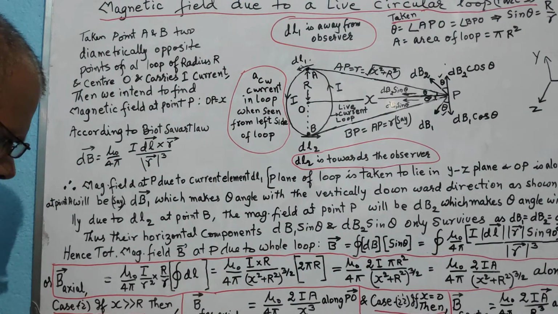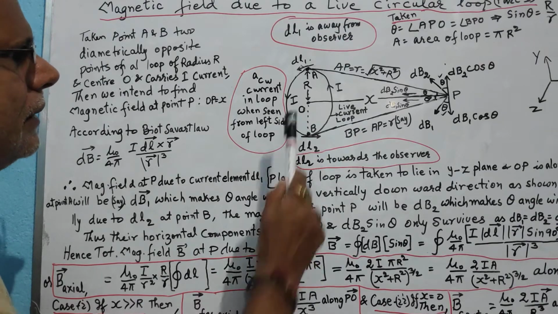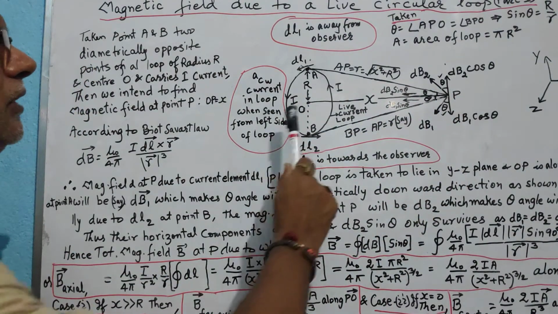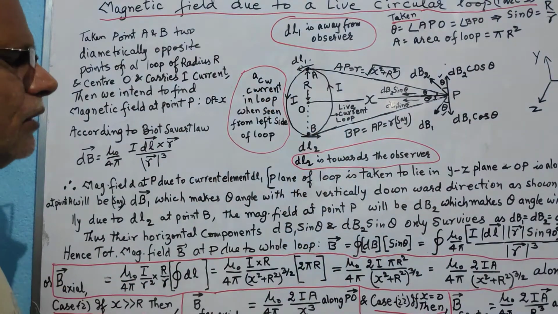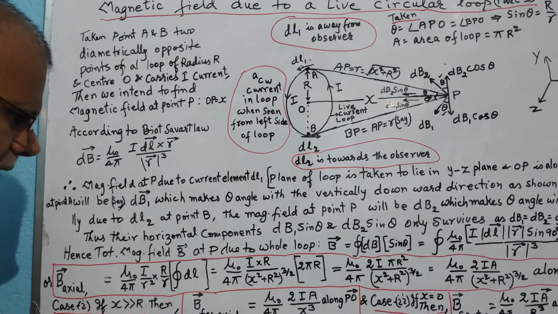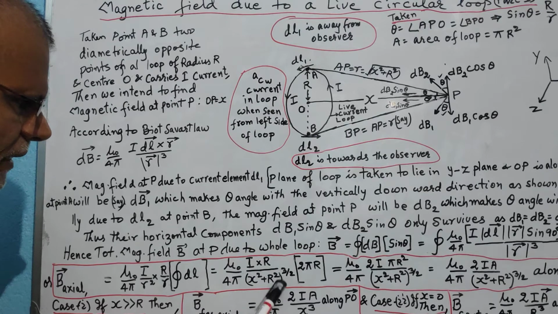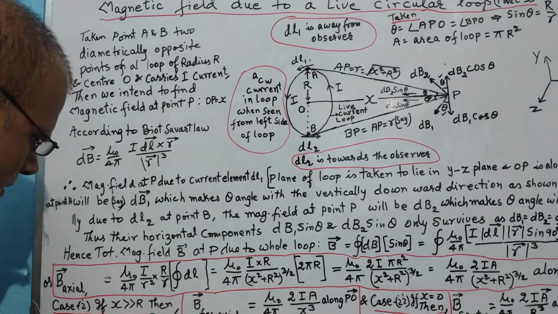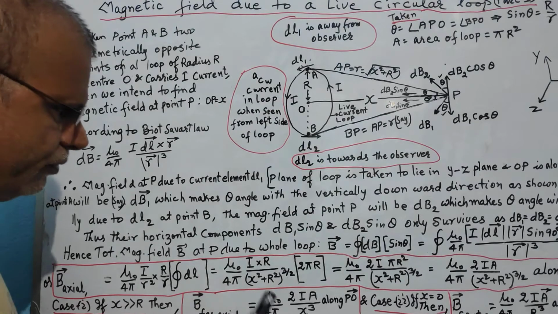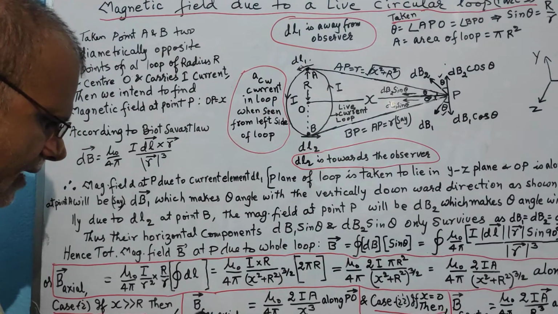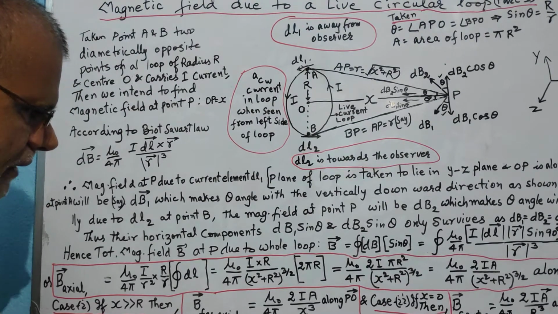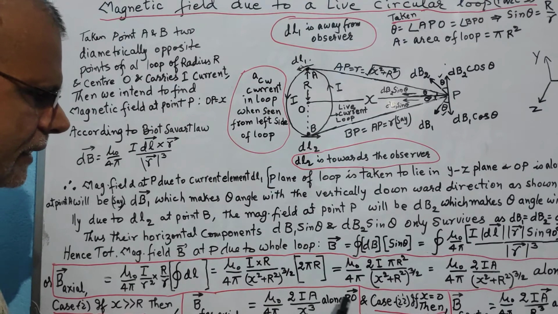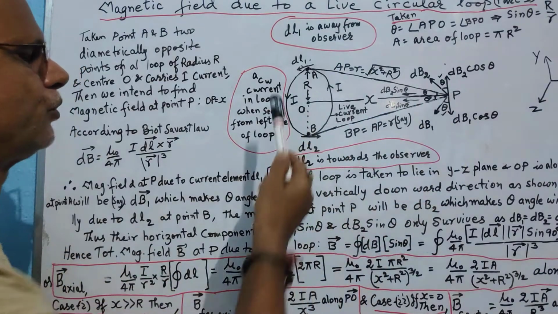We have two different cases. If x is much greater than capital R, it means the axial point is much farther from the center of the loop as compared to the radius of the loop. So we can ignore capital R because R is smaller than x, and therefore the magnetic field at a far axial point is mu 0 by 4 pi 2iA upon x to the power 3. Direction is along P to O, from P to O.